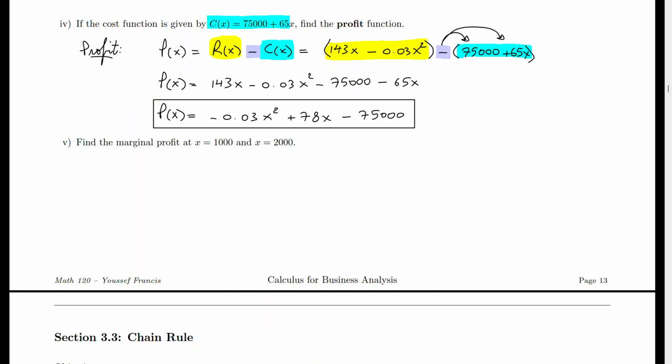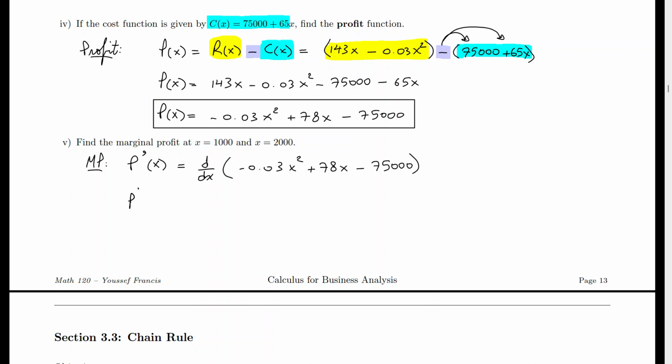Okay, so finally for part 5, we're asked to find the marginal profit at 1,000 and at 2,000. The marginal profit, that's usually called MP. It's basically the profit equation, but the derivative. So find the derivative of the profit equation. We want the derivative with respect to x of negative 0.03x squared plus 78x minus 75,000. That's the profit that we created before. We just need to differentiate it.